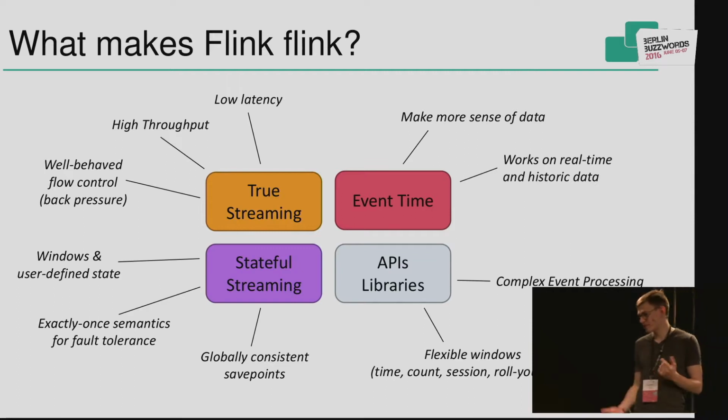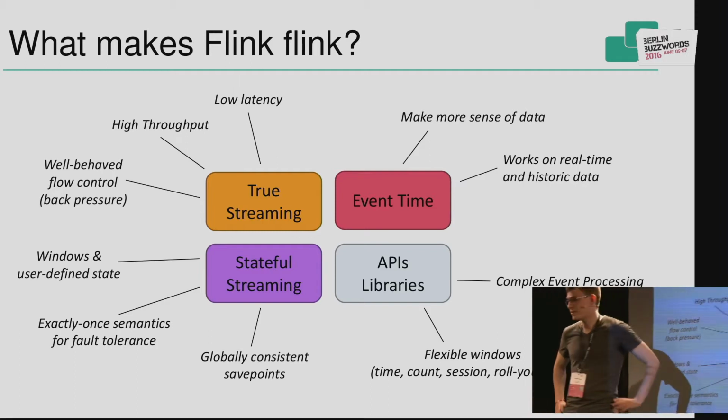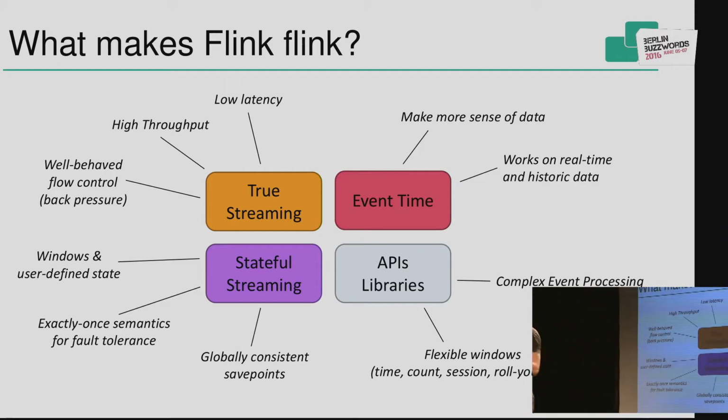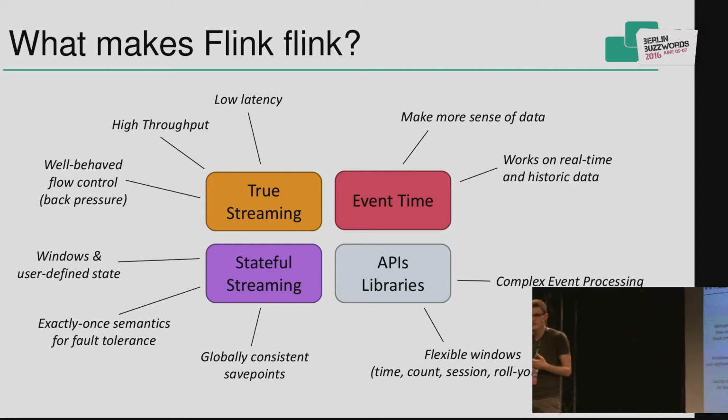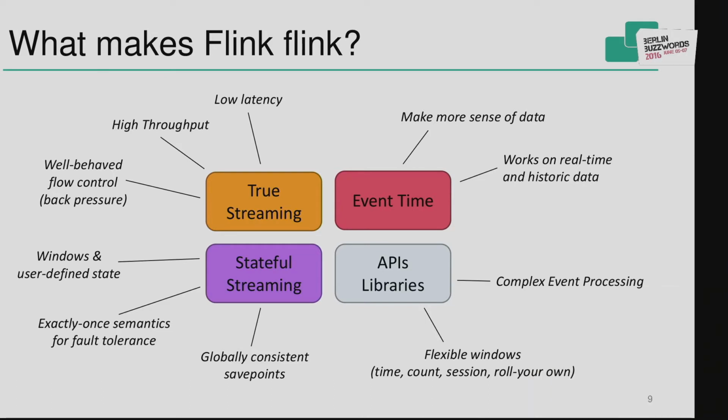The APIs and libraries, as I said, are very rich. For example, you can do complex event processing. And we have a very flexible window API that allows you to define windows on time, on the number of elements. You can also build session windows that allow you to detect, basically, user sessions. For example, a user session when somebody is clicking on web servers. So Flink allows you to detect that some events belong to the same user, and then you can do analysis on that session.